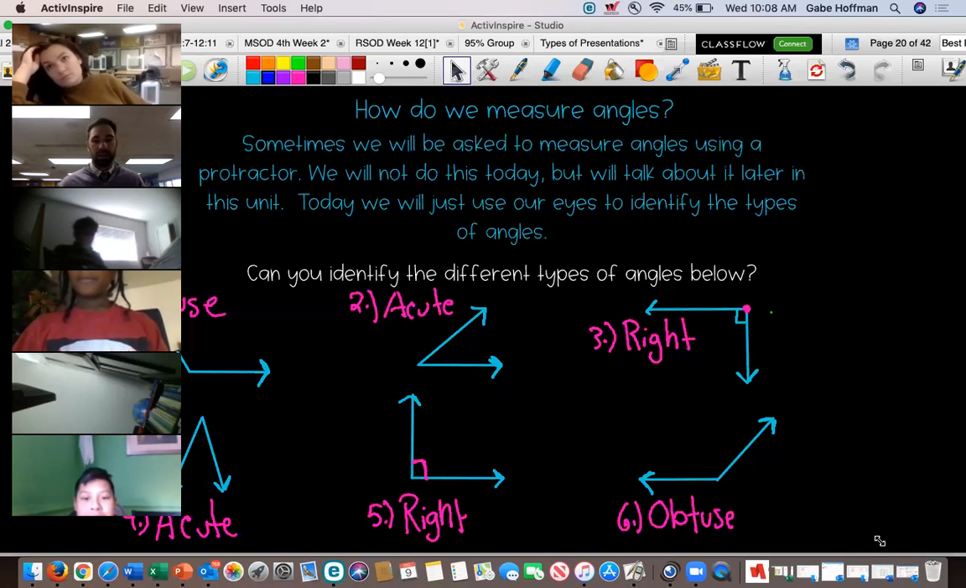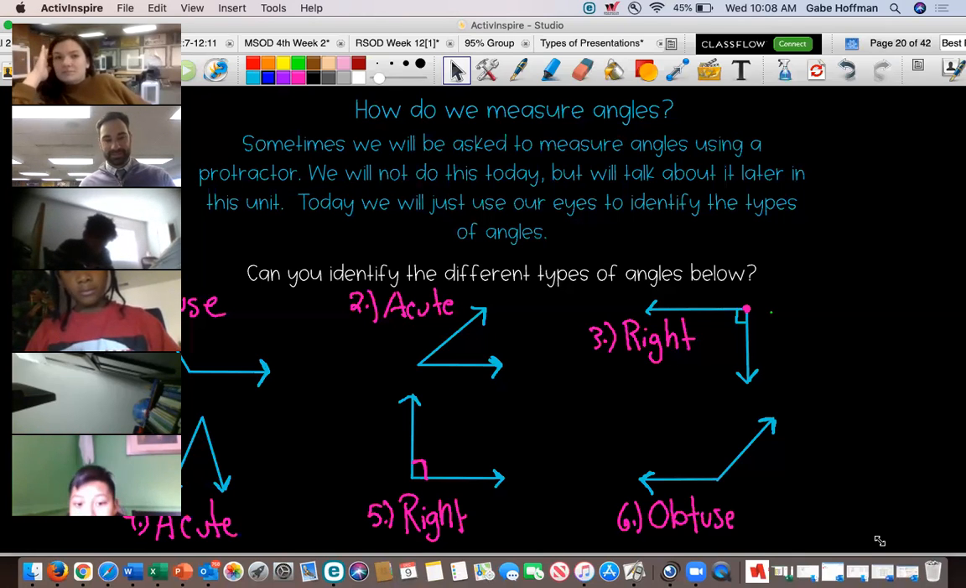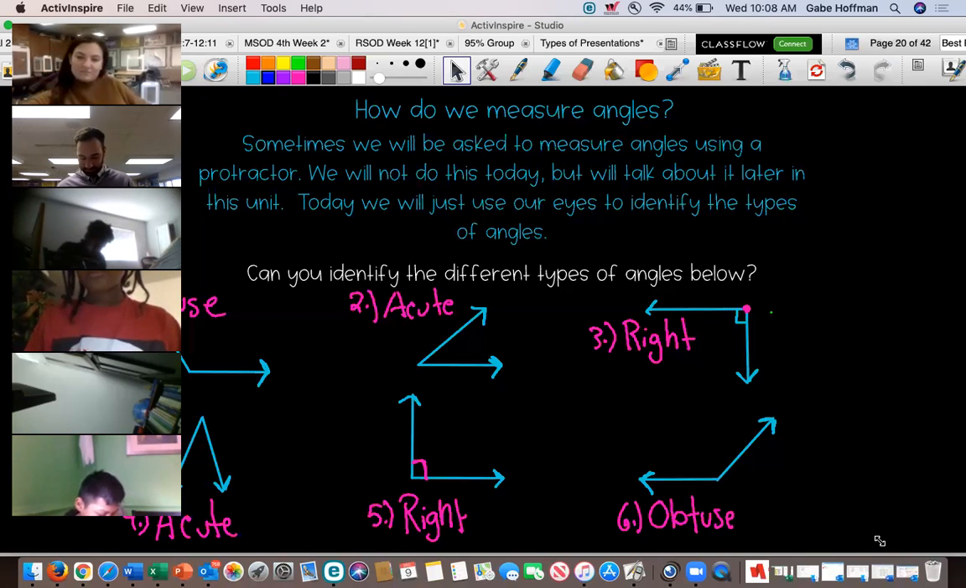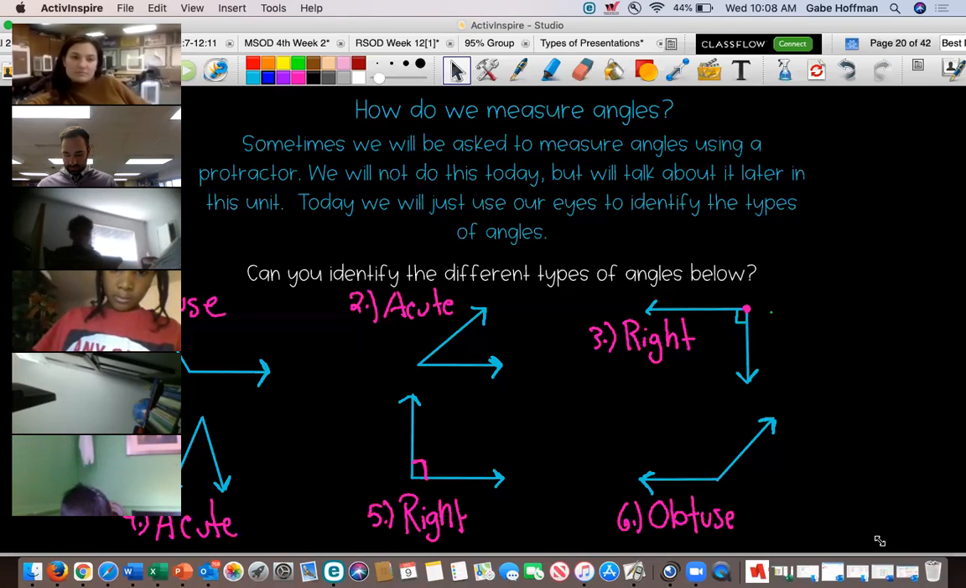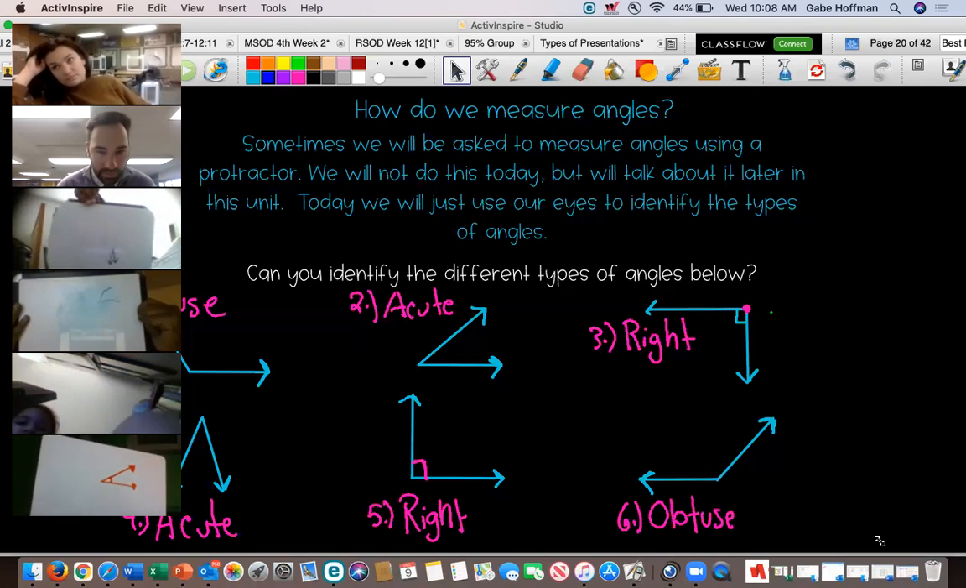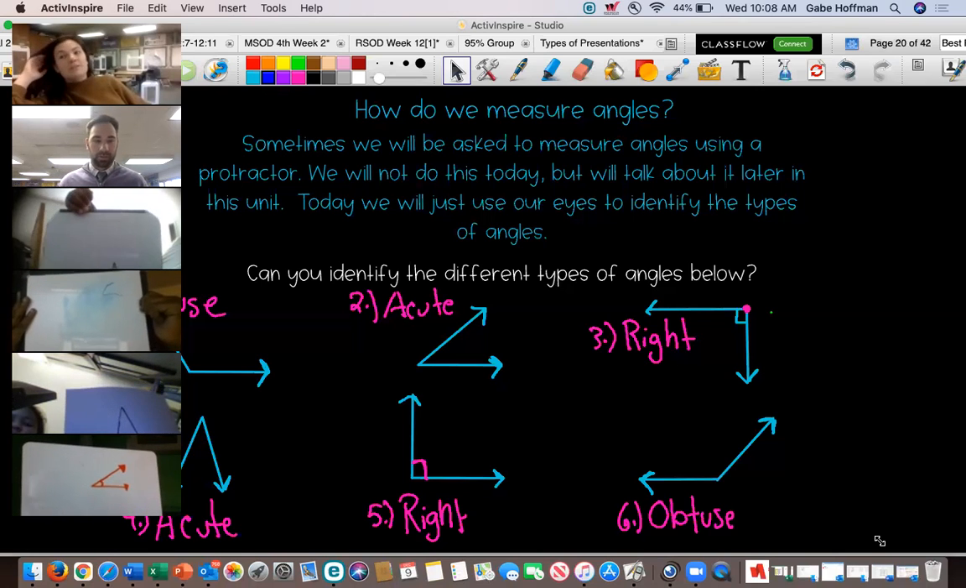Show me an acute angle. An acute angle. Ten seconds. I'm asking you to show me your boards. Three, two, one, board. Very good. Very good. Everyone, good job. All right, last one.